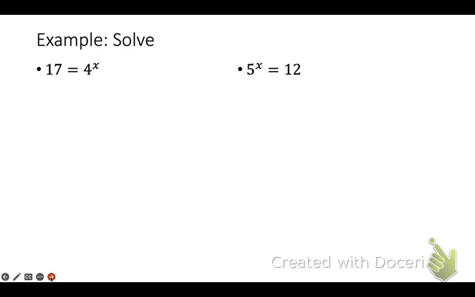17 equals 4 to the x. Well, the first thing I want to do is get same bases, because that's easy, right? Can I do that with this? No. So I need to get to that x. So it's an exponential form. I probably should put it into what? Log.